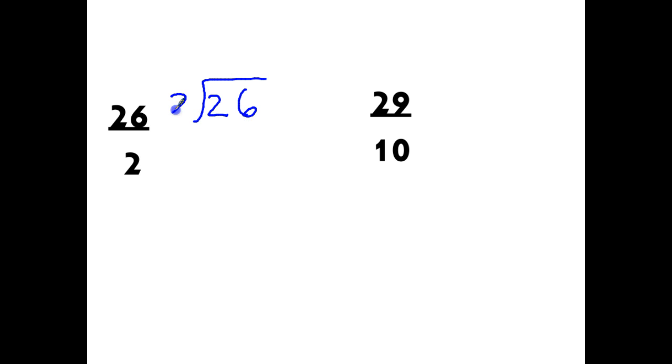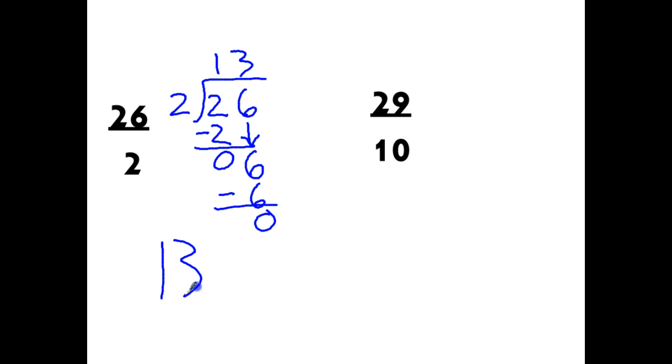26 divided by 2. 26/2. 2 goes into 2 one time. 1 times 2 is 2. Nothing left there. Bring down my 6. How many 2's in 6? 3 of them. 3 times 2 is 6. No remainder, so my answer, 26 halves, is the same as 13.